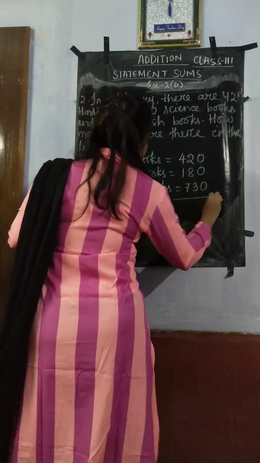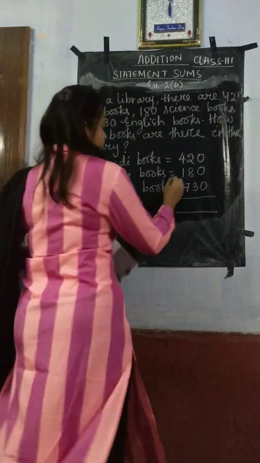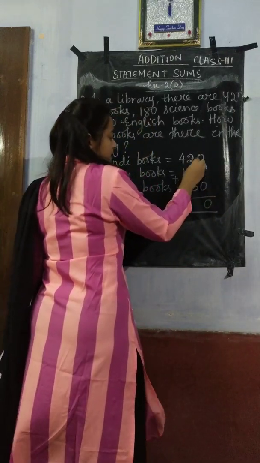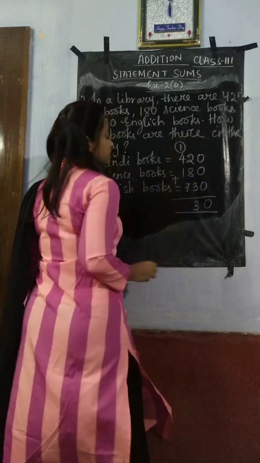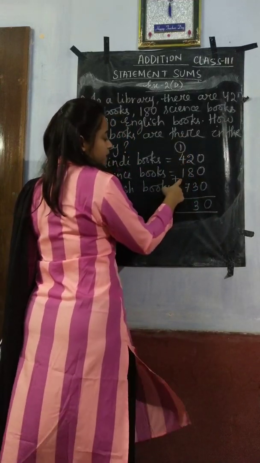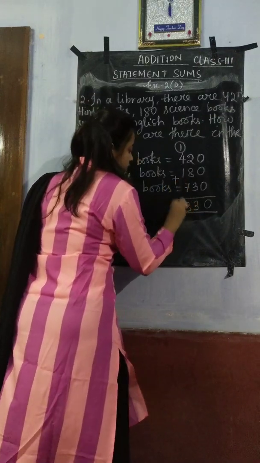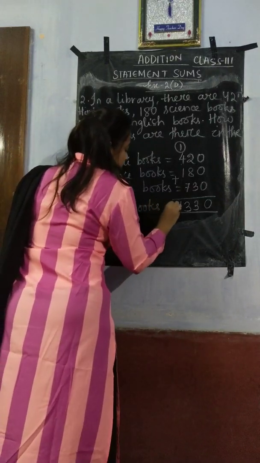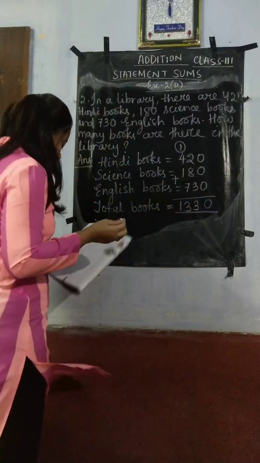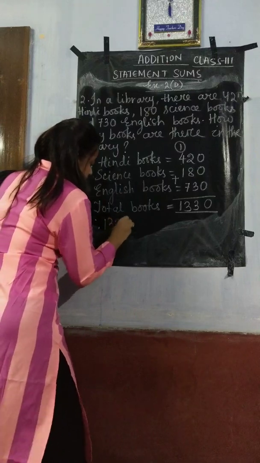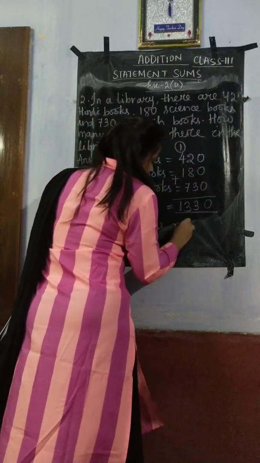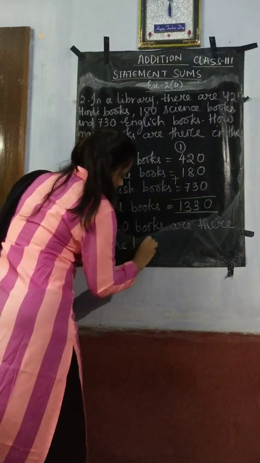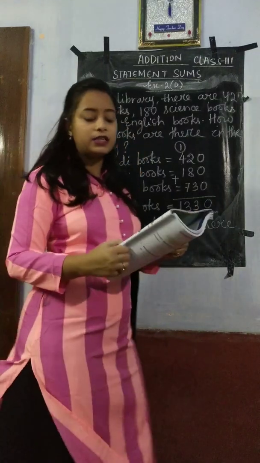So children, to find out the total number of books, we will add. 0 plus 0 plus 0 is 0. 2 plus 8 is 10. 10 plus 3 is 13. 1 is carried over. Then 4 plus 1, 5. 5 plus 1, 6. 6 plus 7 is 13. So this is the total books. We can also write total books in the library. But because we will write therefore, we can mention it here. So 1330 books are there in the library. Okay children, now let's move on to the next question.